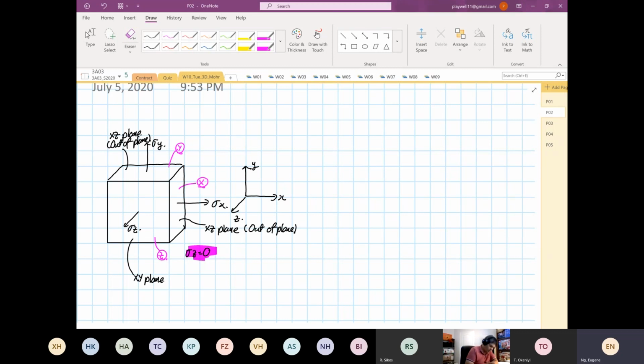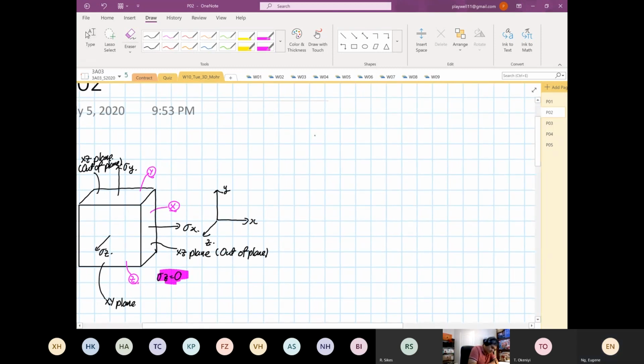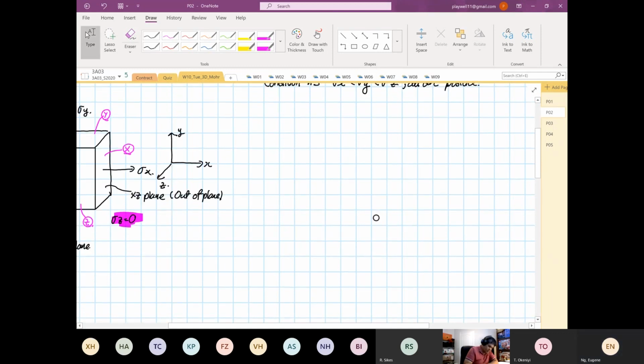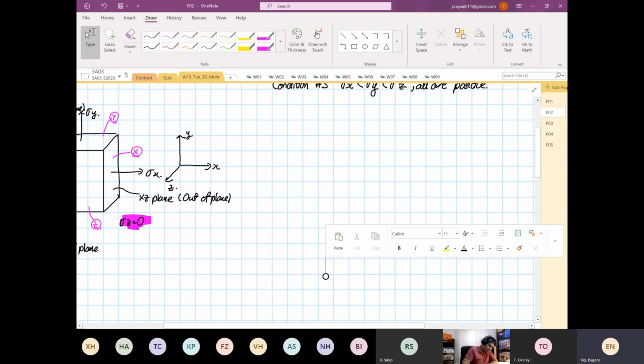So for condition number 3, where stress X is less than stress Y, stress Y is less than stress Z. Now for this case, all are positive. Okay, all are positive. So we are going to construct Mohr circle again.